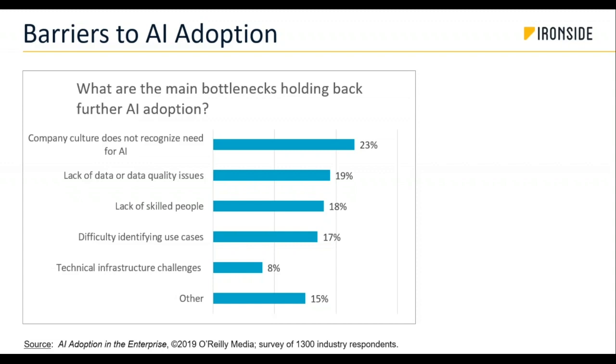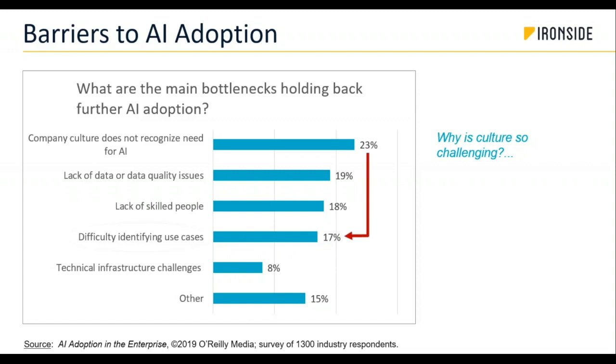Third, difficulty identifying use cases. So now we've arrived at the heart of the matter for us. Again, very logical. If organizations don't understand how to apply AI to a use case, well, then that's certainly going to be a barrier to them adopting it. But here's the question to us. Culture, again at the top, why is culture so challenging when it comes to AI?